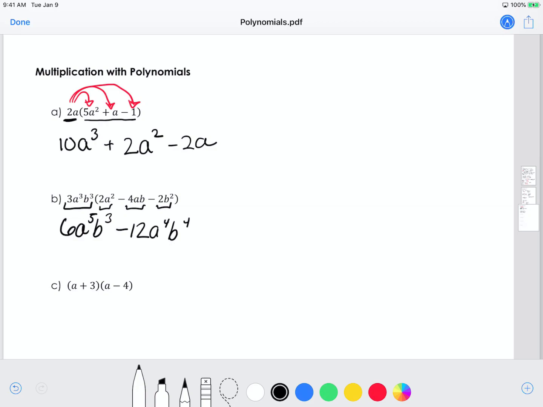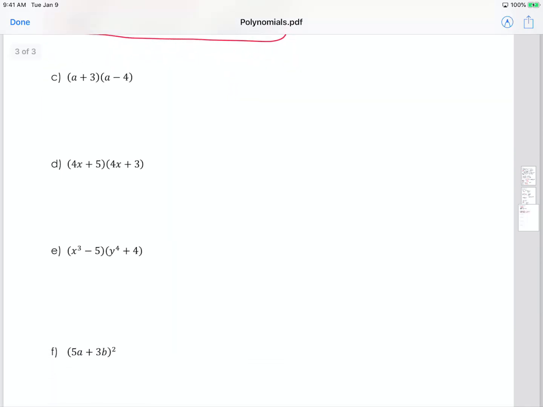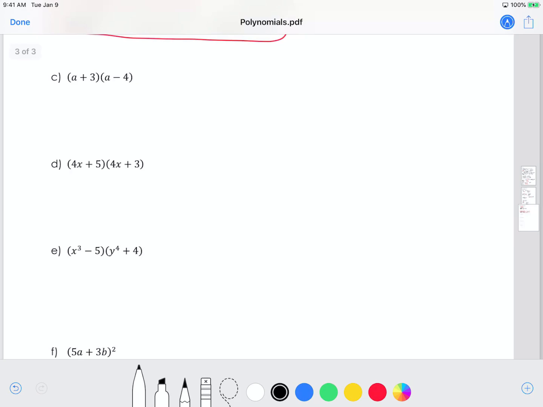Now I have to take 3a to the third, b to the third, and multiply it by the last term. It's going to give me a negative 6. There's no a in there to combine it with, no base a, so I'm going to just bring over the a to the third. And then I have b to the third times b squared, which gives me b to the fifth. Now, when we're multiplying and we have something other than a binomial, we have to use the distributive property. So I'm taking a binomial times a binomial.